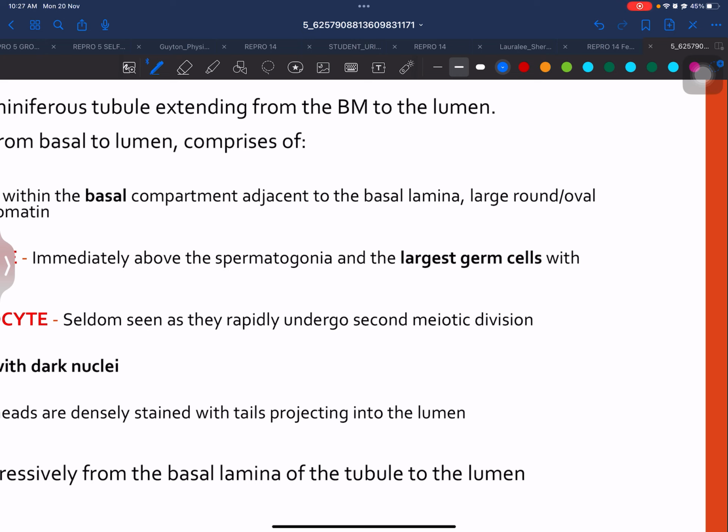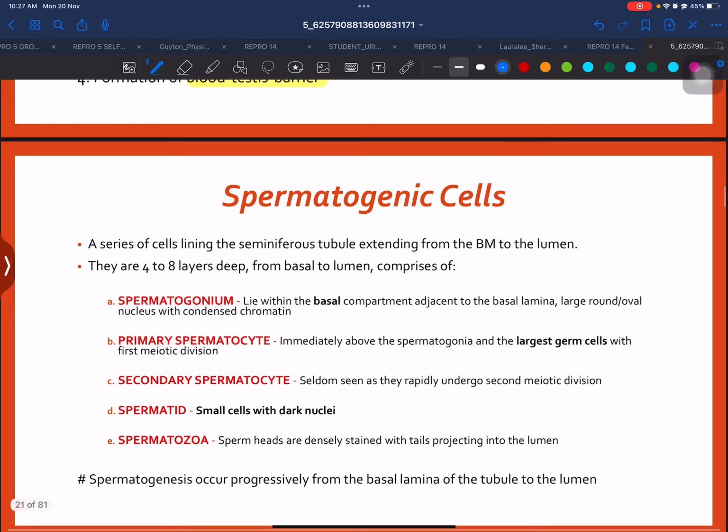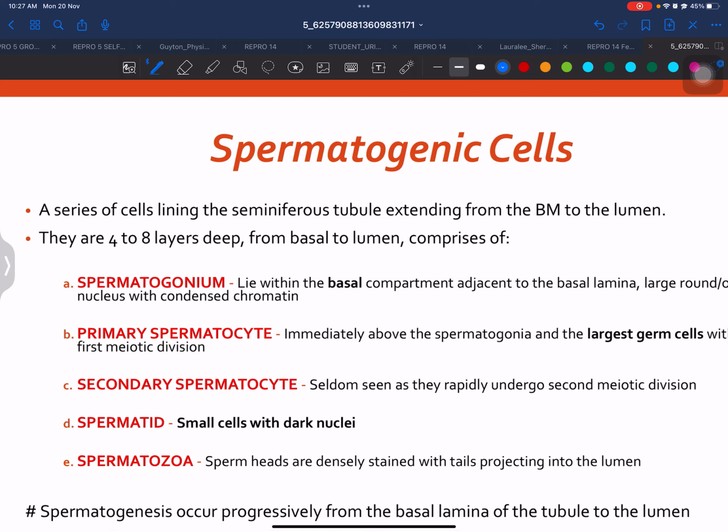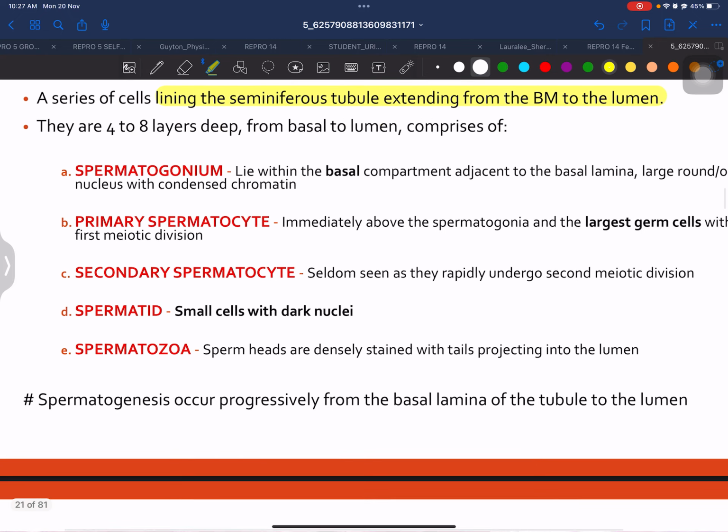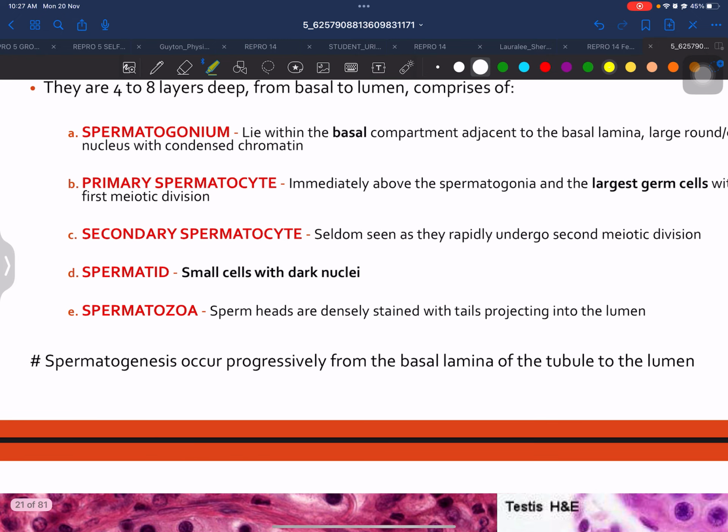First we have the spermatogonium, the parent cells. Then we have the primary spermatocytes, the largest germ cells, with first meiotic divisions. Then we have the secondary spermatocyte. Then we have the spermatids. A spermatid is a cell with small, dark nuclei. Then spermatozoa is the sperm head, which has a tail. The tail projects into the lumen.